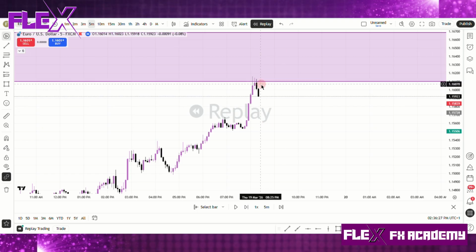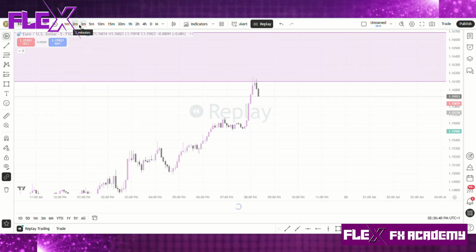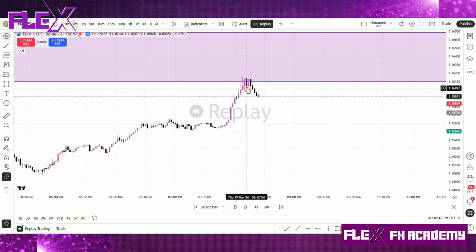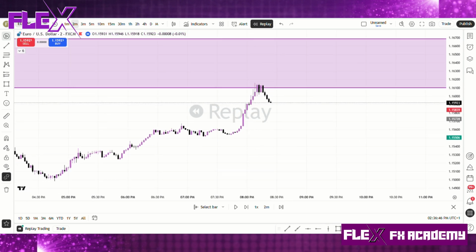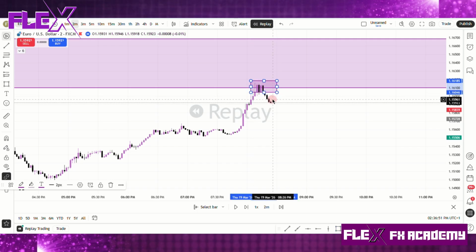The market is now ranging, and then this here is a decisive candle breaking structure. For you to see that this is a proper break of structure, you can go down to the 2-minute time frame and see that we ranged here. On the 2-minute time frame we ranged, and then broke out of the range.